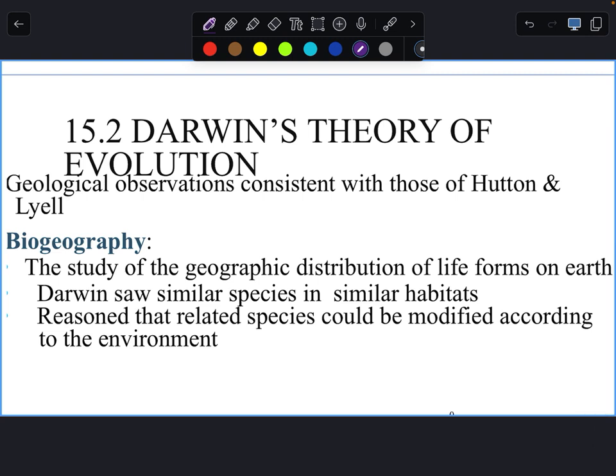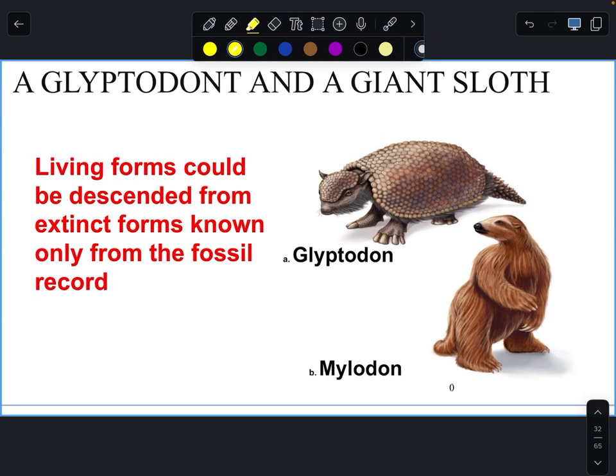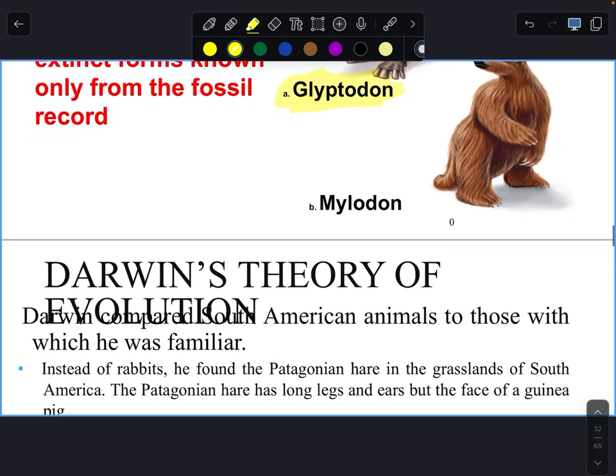He, along with Hutton and Lyell, who of course were kind of uniformitarianism people, was able to see biogeography, bio-life, geo-earth. Darwin saw similar species in similar habitats. So natural selection works in similar ways, okay? He also saw living things could be descended from extinct forms. So the Glyptodon is like the ancient ancestor of armadillos. And he saw this huge one, and he dug it up, and it was crazy large. And he started putting all these thoughts together of okay, well, life comes from ancient living organisms, right?